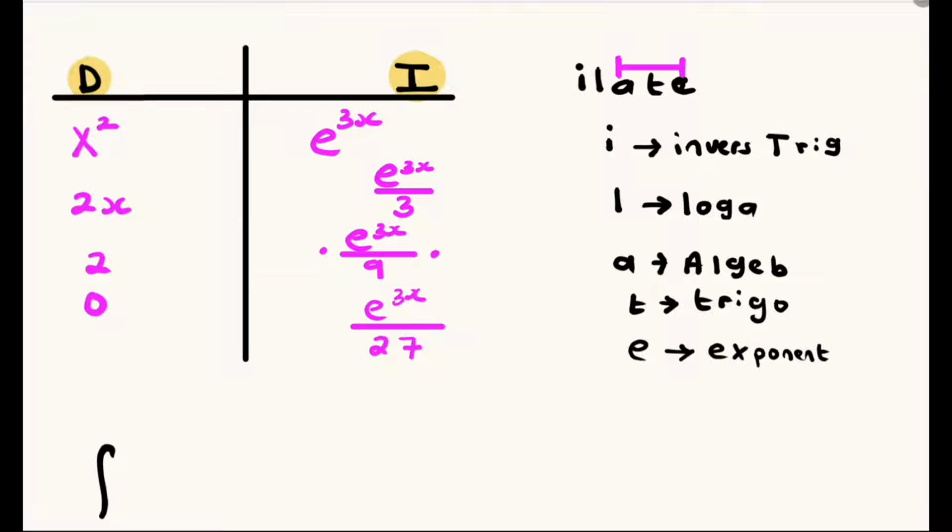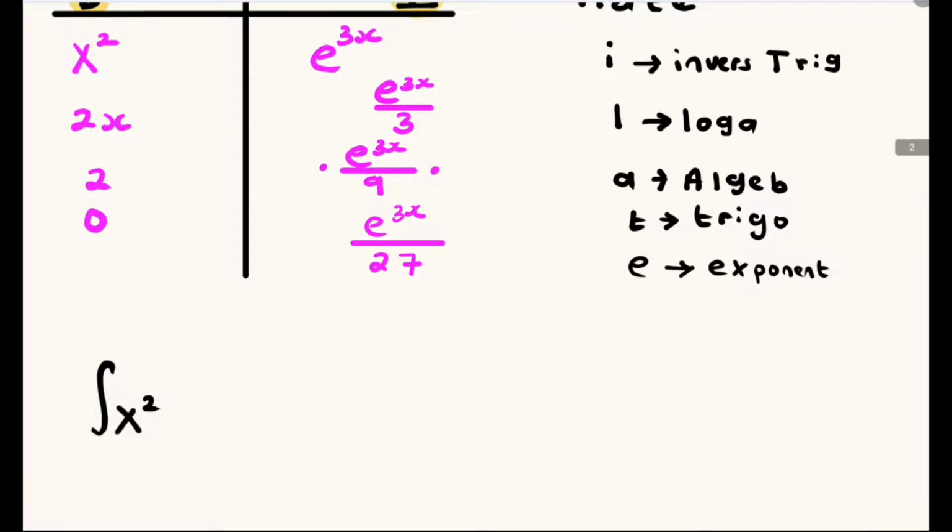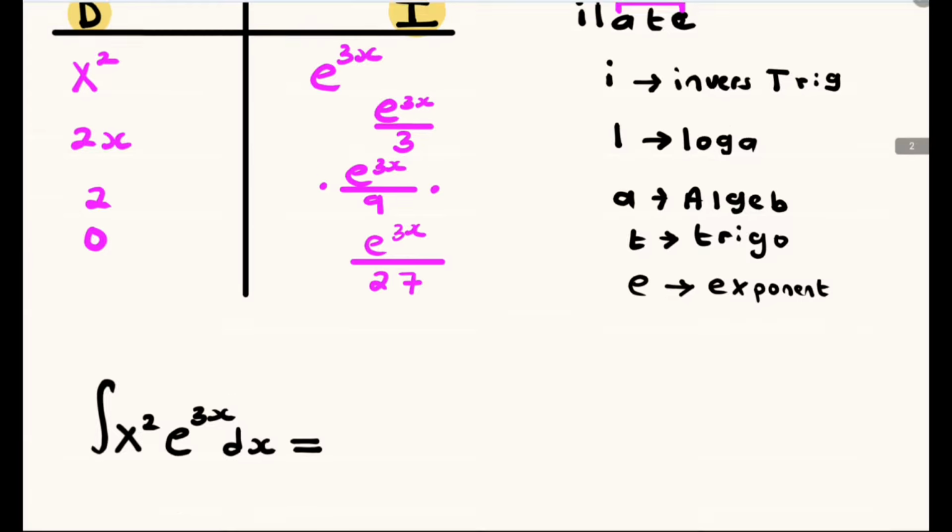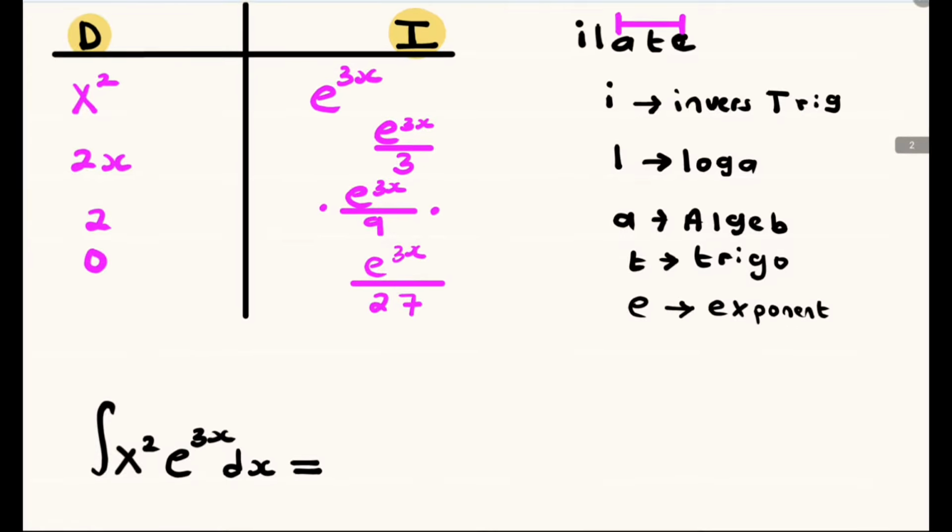Remember, we had the integral of x squared multiplied by e raised to the power 3x dx. So this will be equal, so we go diagonally. We start with the x squared, so that x squared will multiply with e raised to the power 3x divided by 3 diagonally, and the 2x will multiply with the e raised to the power 3x divided by 9, and the 2 will multiply with the e raised to the power 3x divided by 27.